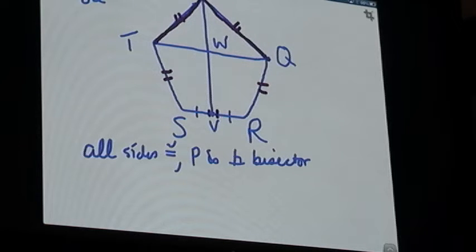Okay, and let's see, all sides are congruent. Where did you get that from? Well, that's from the given statement. You start with the given statement that PQRST is a regular polygon. And then you can say that all the sides are congruent because of the definition of a regular polygon. Okay, and now you've got that P is on the perpendicular bisector because it's equidistant from T and Q.